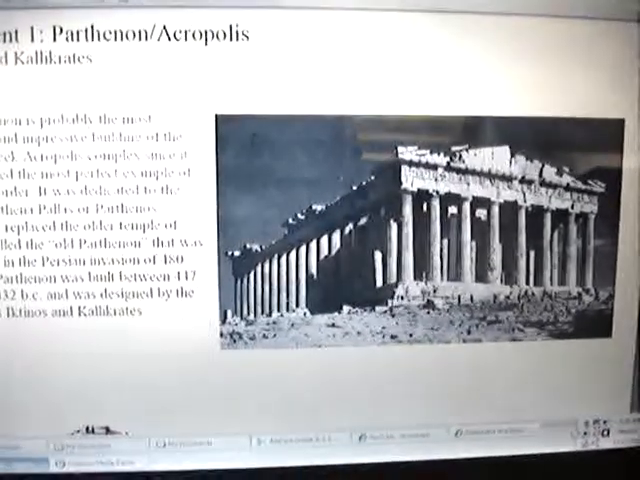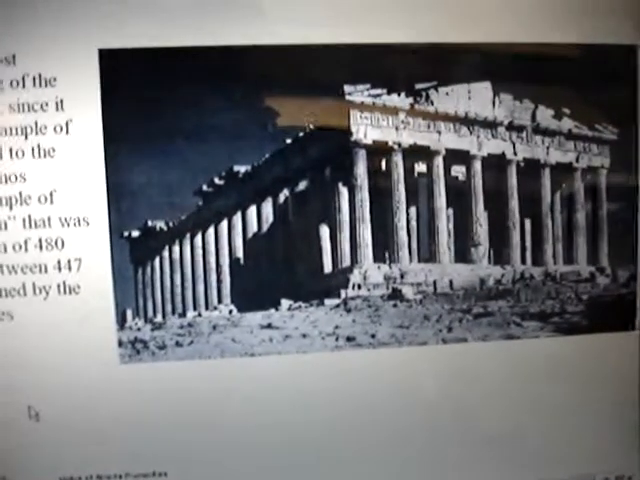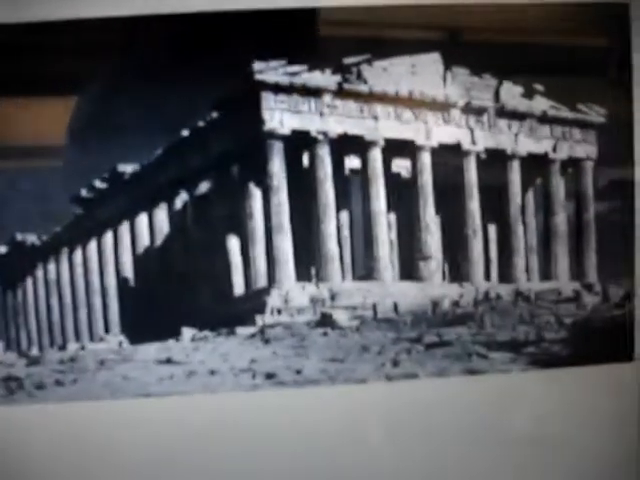The Parthenon is probably the most important and impressive building of the ancient Greek Acropolis complex, since it is considered the most perfect example of the Doric order. It was dedicated to the goddess Athena Parthenos, meaning virgin. It replaced the older temple of Athena, called the Old Parthenon, that was destroyed in the Persian invasion of 480 BC.